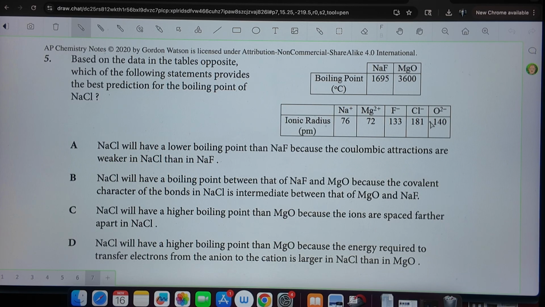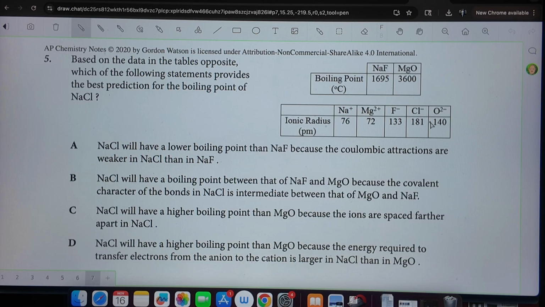Okay. So this question asks us, based on the data in the tables opposite, I don't know why they say it like that, which of the following statements provides the best prediction for the boiling point of NaCl? Now, off the bat, we know it's hard to boil salt. You've probably never seen salt boiled. It's probably an extremely high temperature.